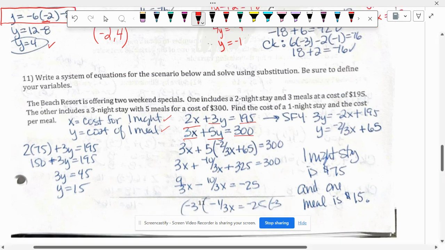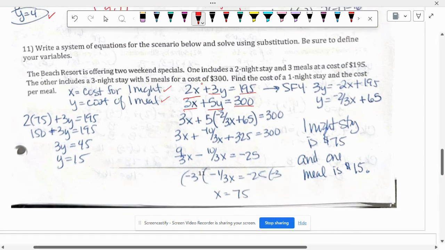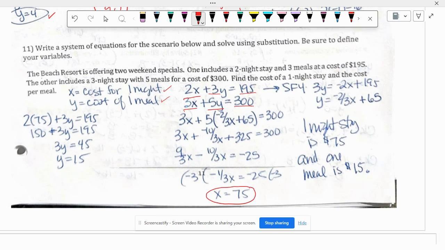When I solve, I find out that a 1-night stay costs $75 and each meal is $15. Now remember, this is a word problem, so when we have a word problem, we need to give a word answer. So a 1-night stay is $75 and 1 meal is $15.